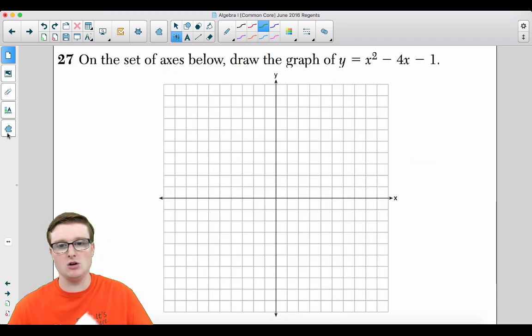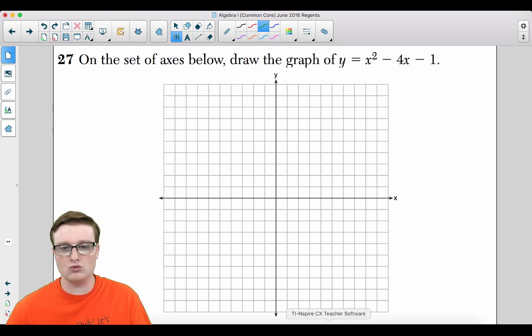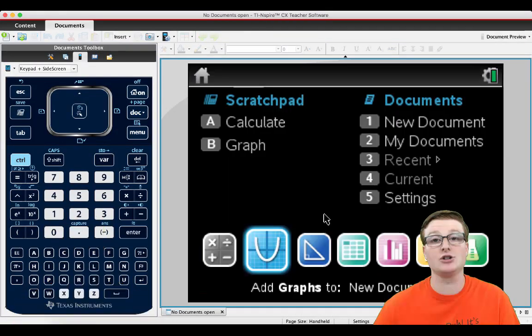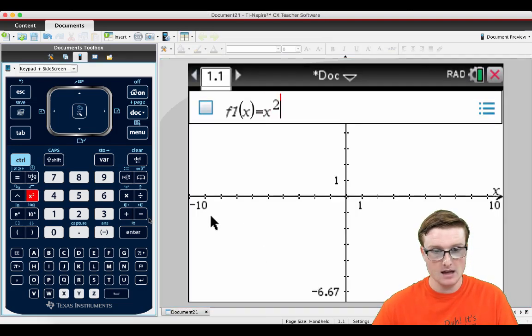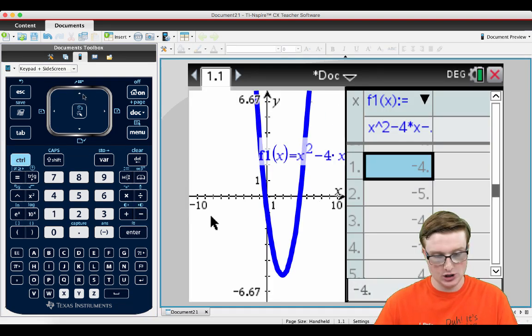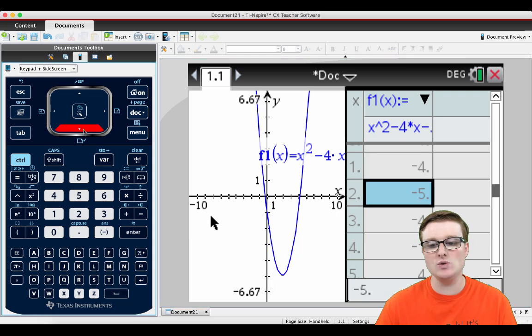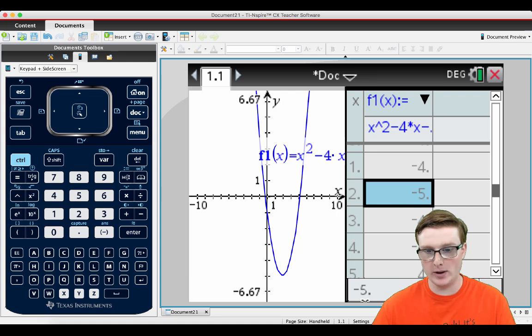On the set of axes below, draw the graph of y equals x squared minus 4x minus 1. So go right to your graphing calculator, and you're going to graph it right now. So x squared minus 4x minus 1. All right, we get that. Control T. Find the turning point. The turning point is at 2, -5 because the same y values are above and below it. So this is your turning point.